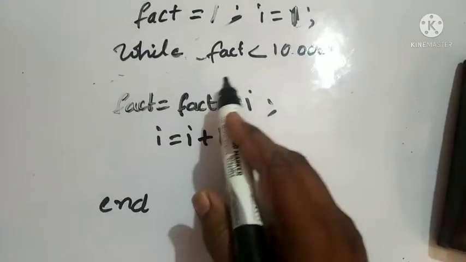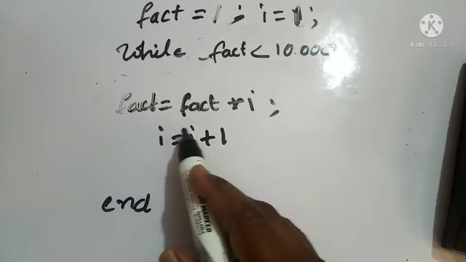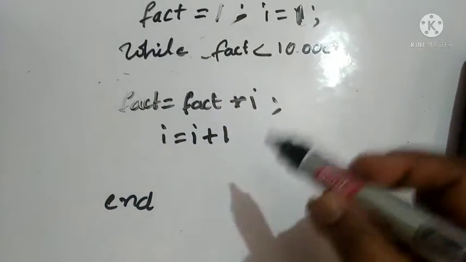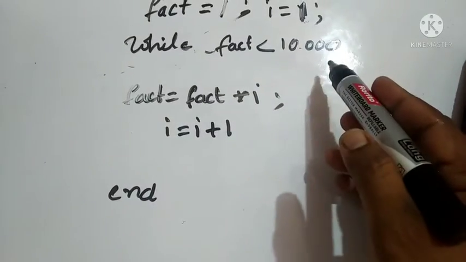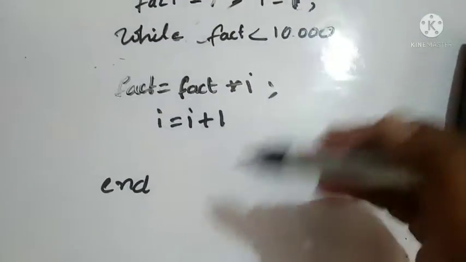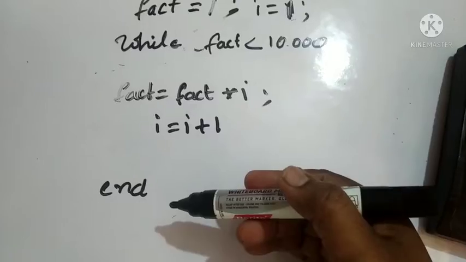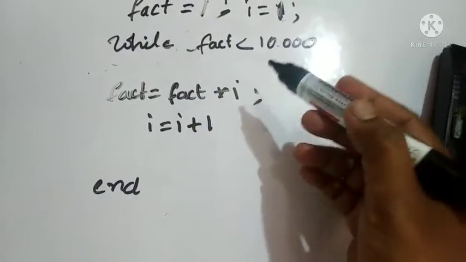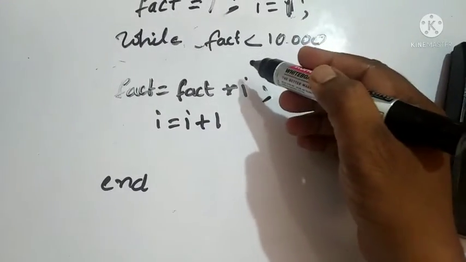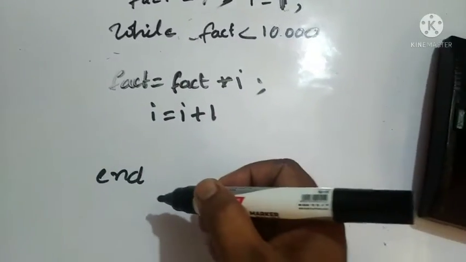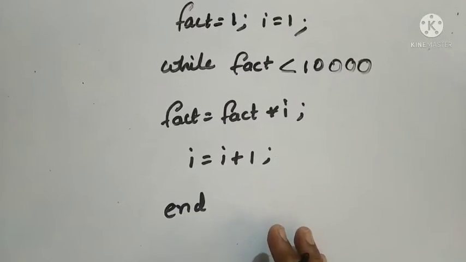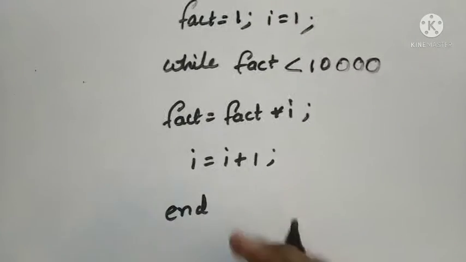So while fact is less than 10,000, fact = fact * I. Until the value of the factorial is less than 10,000, this loop will execute. When the value of the factorial goes above 10,000, it will come out of the loop. In order to calculate the factorial of a number, we are using this block.